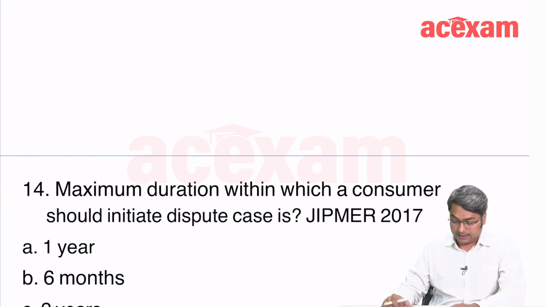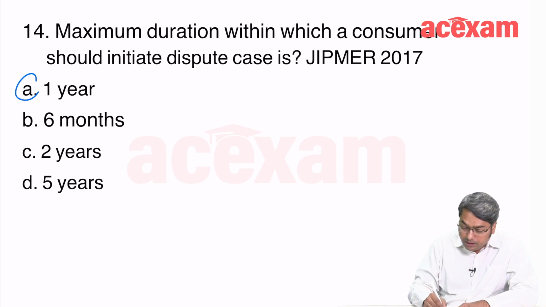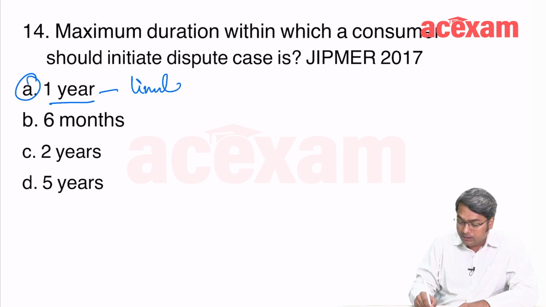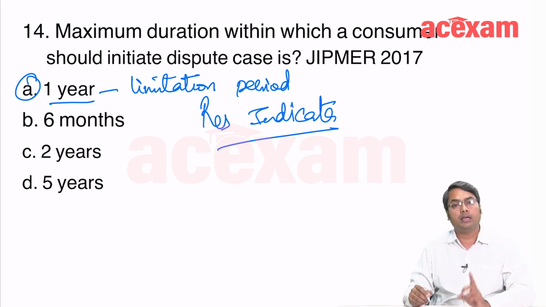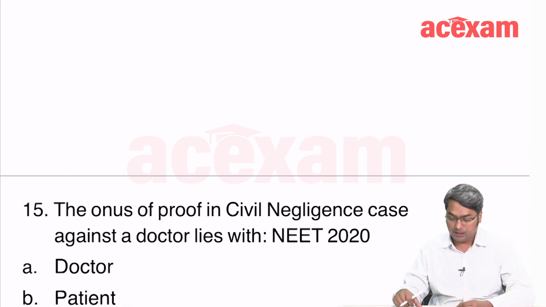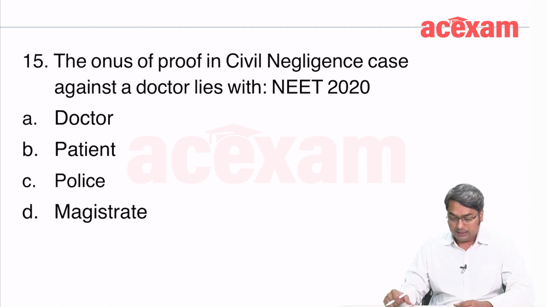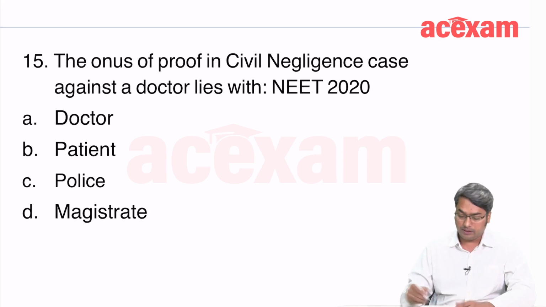Okay. Next, maximum duration within which a consumer should initiate dispute case is known as limitation period, and that is 1 year. This principle is known as res judicata. Within this limitation period, a case has to be filed by the patient's relatives for negligence against the doctor. The onus of proof in civil negligence case against a doctor lies with the patient. The concept of negligence is that the doctor is negligent, that has to be proved by the patient. Alright. So the onus of proof.